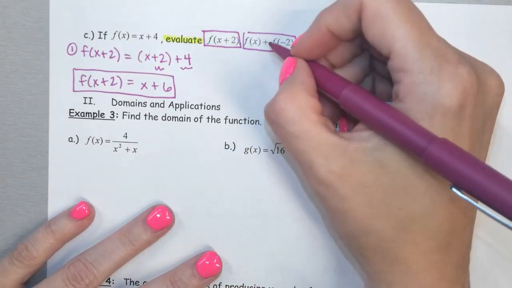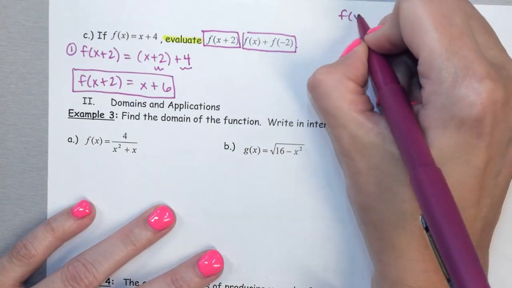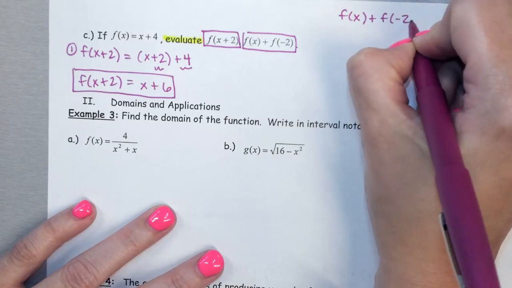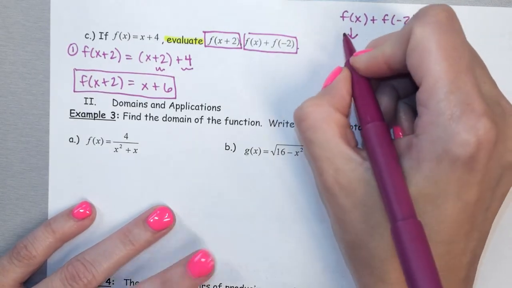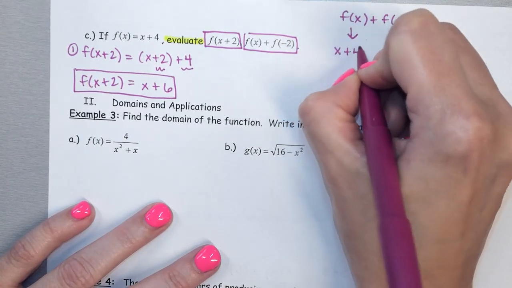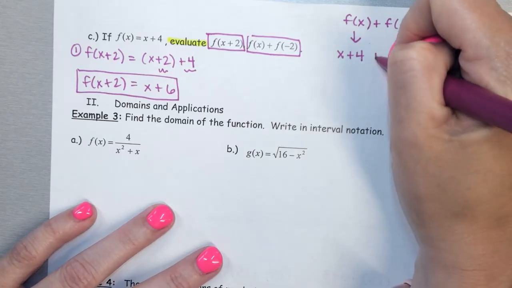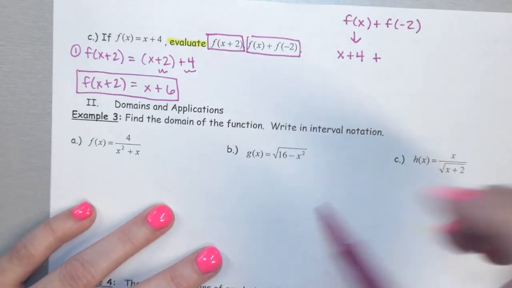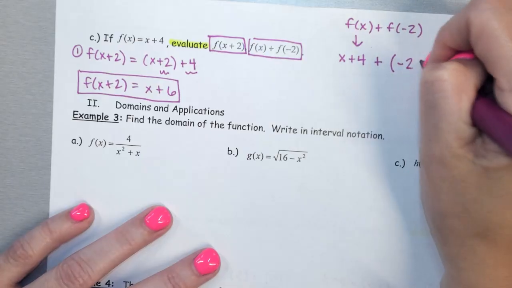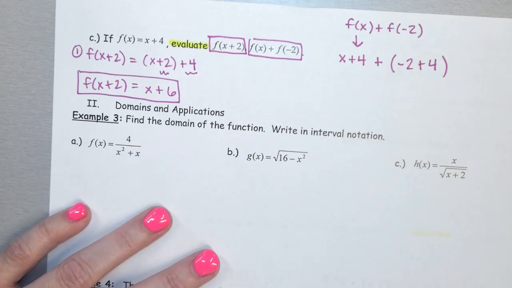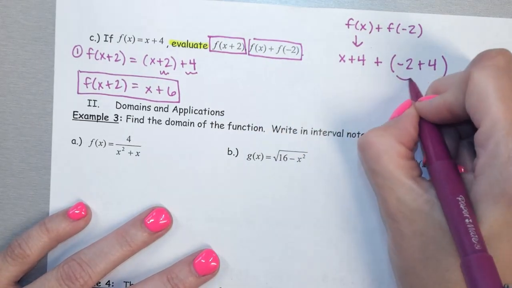And then for this one, if you do f of x plus f of negative 2, f of x is just x plus 4. And then you keep this plus here. F of negative 2 is negative 2 plus 4. Okay, so this becomes 2.